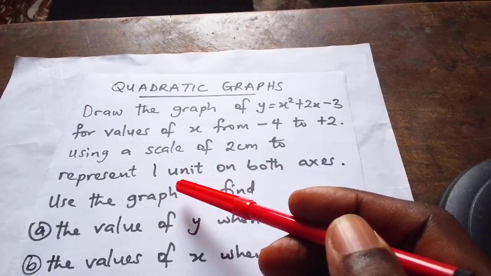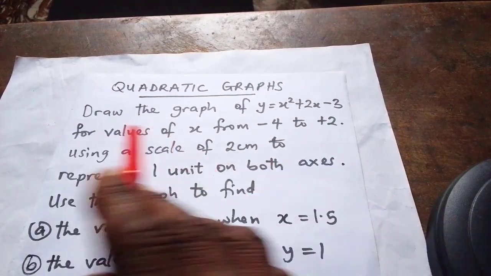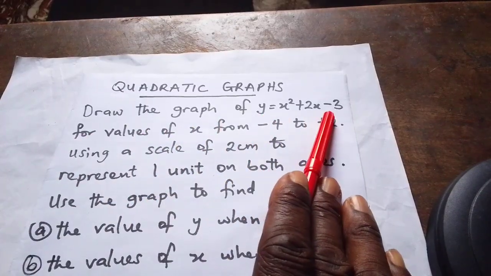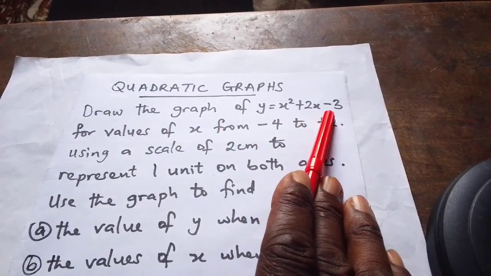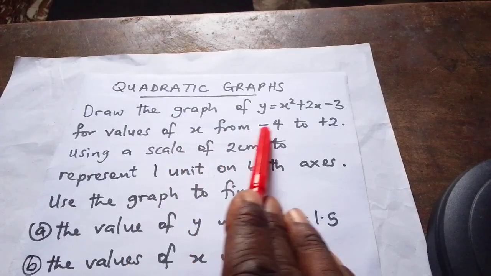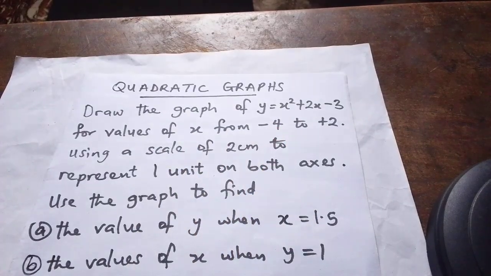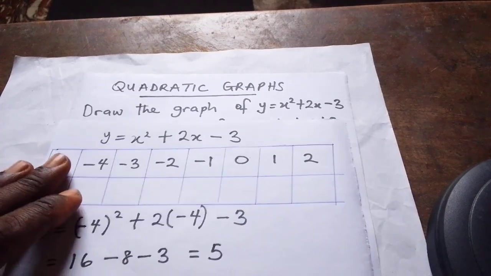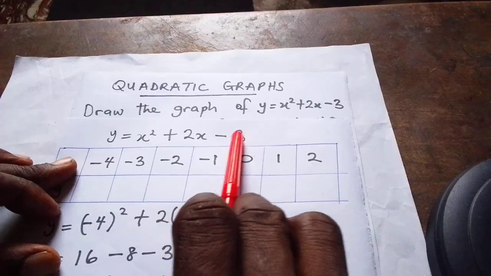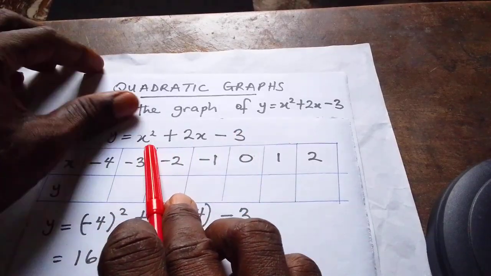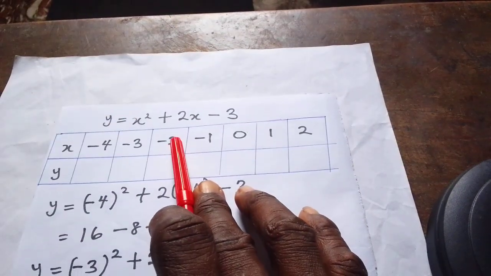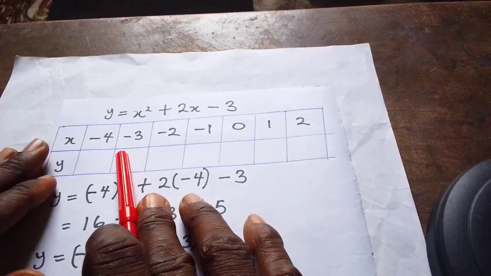And before we draw the graph, we must do the table. Draw the graph of y equals x squared plus 2x minus 3 for values of x from minus 4 to plus 2. So first of all, before we can draw the graph, we must draw the table. We are told that the equation is y equals x squared plus 2x minus 3. So let's draw the table.